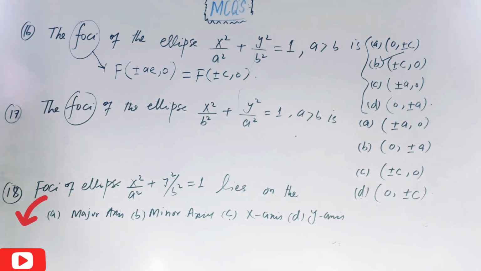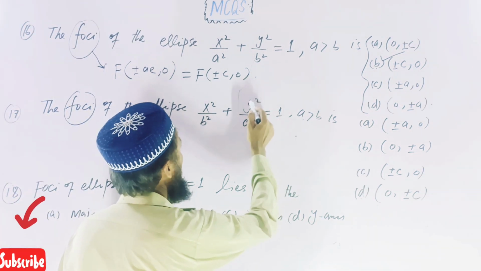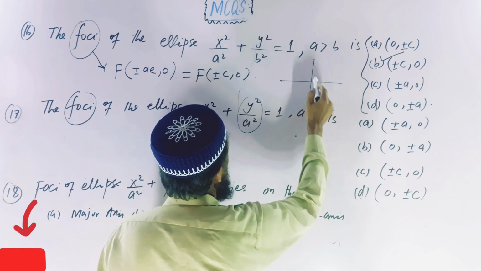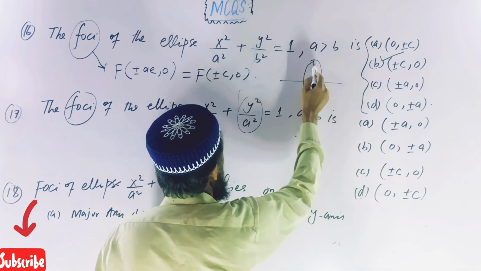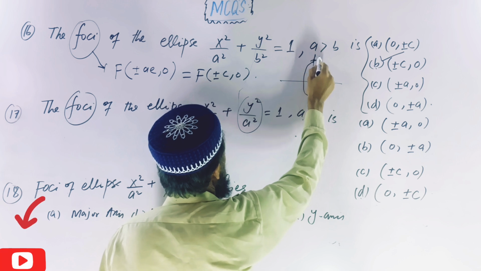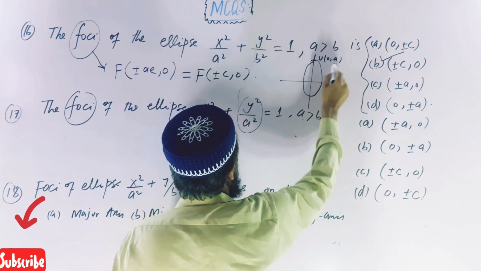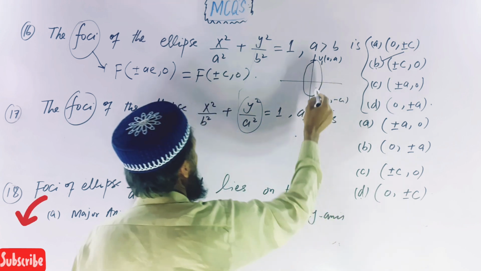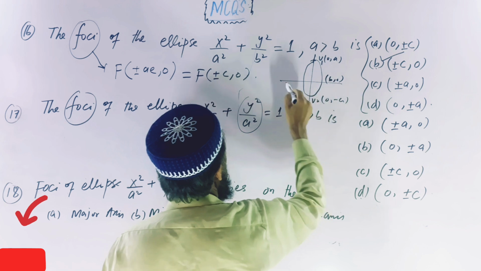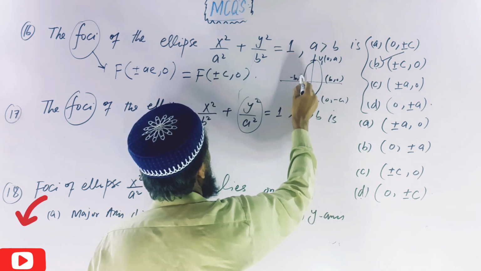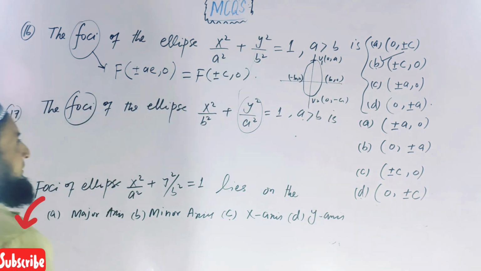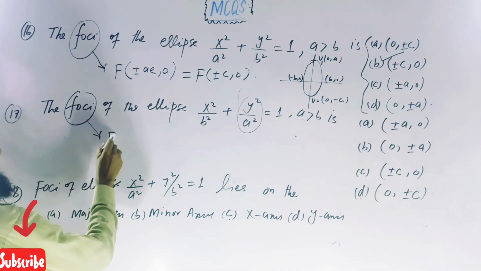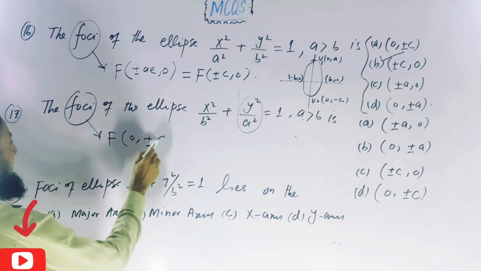Similarly, for the ellipse here, A is greater than B, so the ellipse lies along the y-axis. Along the y-axis, the vertices V1 and V2 are (0, A) and (0, minus A). So the major axis is along the y-axis, so the foci must also lie at (0, plus minus C).